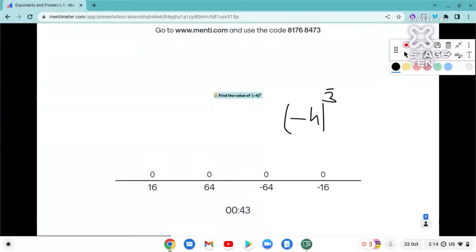The power is an odd number. If the power is odd, what will the answer be, negative or positive? Then find the value of 4 cube and put the sign accordingly. 5 people have already answered. Whoever is remaining, answer that also quickly. Then we'll move towards the next part.